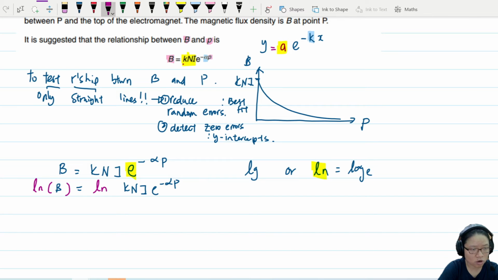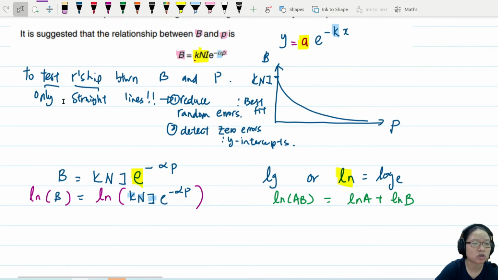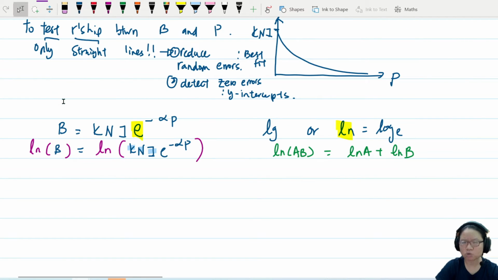So this will be ln. Okay, but now it's time to take a breath and pause. Then you ask yourself, this K, this N, this I, they multiply. Oh, if they multiply, it means I can use this identity: ln or log AB is equal to ln A plus ln B. I can use this identity. But do I really need to split everything out? Do you write it as ln K plus ln N plus ln I?